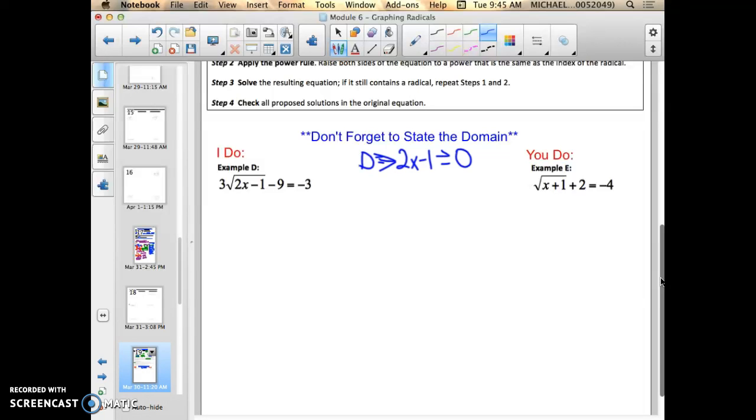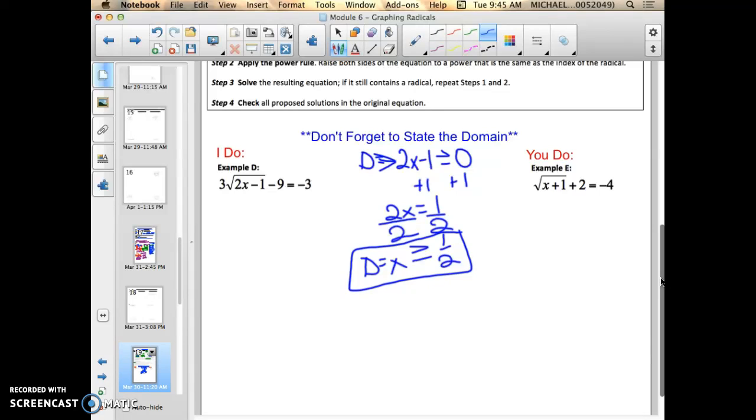All right, then I solve for x. I add 1, I have 2x equals 1, divide by 2, divide by 2. So x is greater than or equal to 1/2. So this is my domain. And I need to make note of that for this equation. That should be reviewed by now. We've practiced that skill. So x has to be greater than or equal to 1/2.